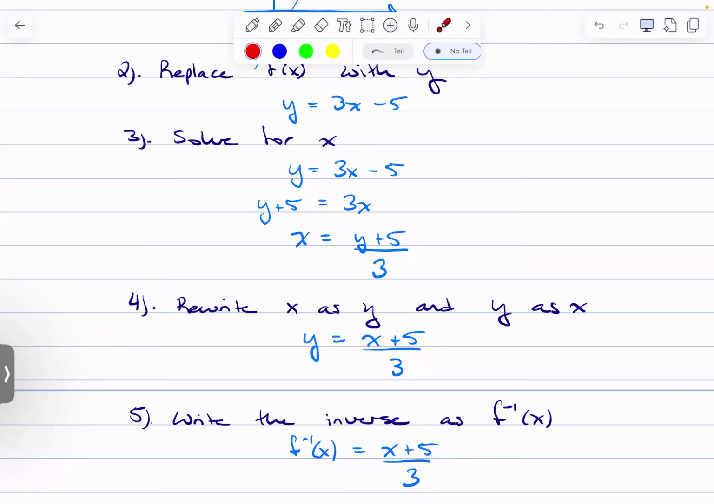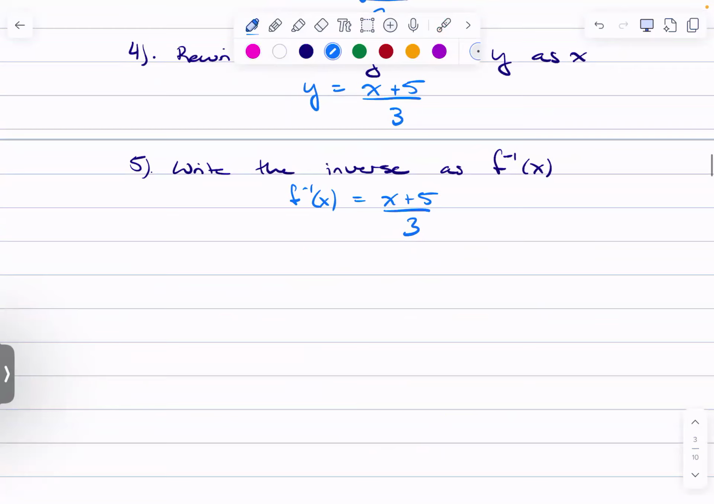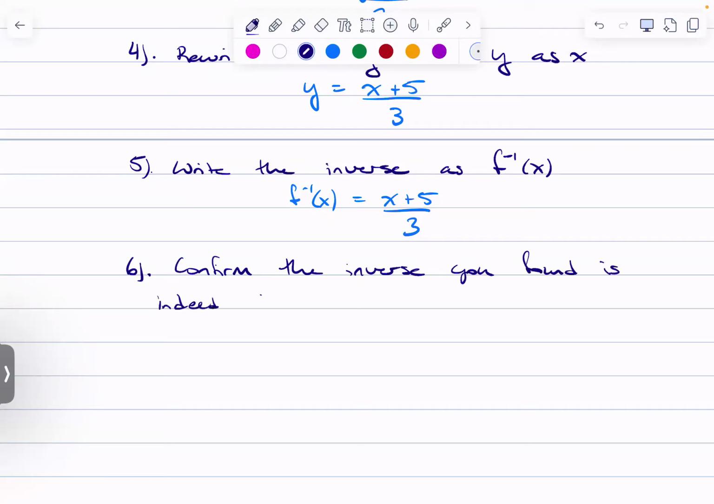Now, I will always get you to find the inverse of a function. Then I'll get you to confirm that it is in fact the inverse. How do we do that? These are kind of big questions, and it's always nice to check your work at the end, right? And be able to make sure that you did the right thing. So then confirm the inverse you found is indeed the inverse.